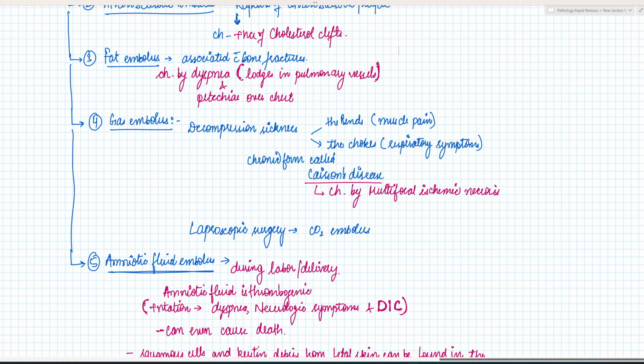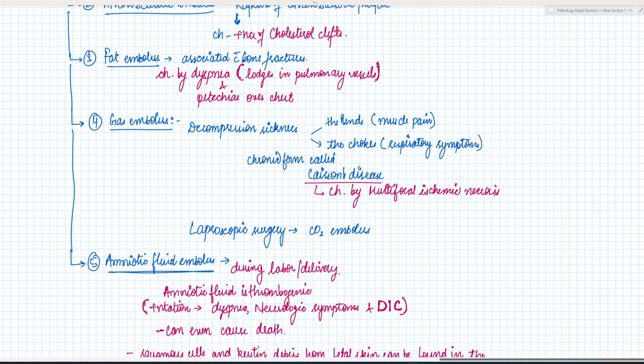So in the muscle, the person experiences muscle pain, which is called the bends, the first primary symptom that is experienced in decompression sickness. The second one is the chokes, which is the respiratory symptoms, primarily dyspnea, which is due to the bubbles of gas, or nitrogen, I should say, dislodging and blocking the pulmonary vasculature.